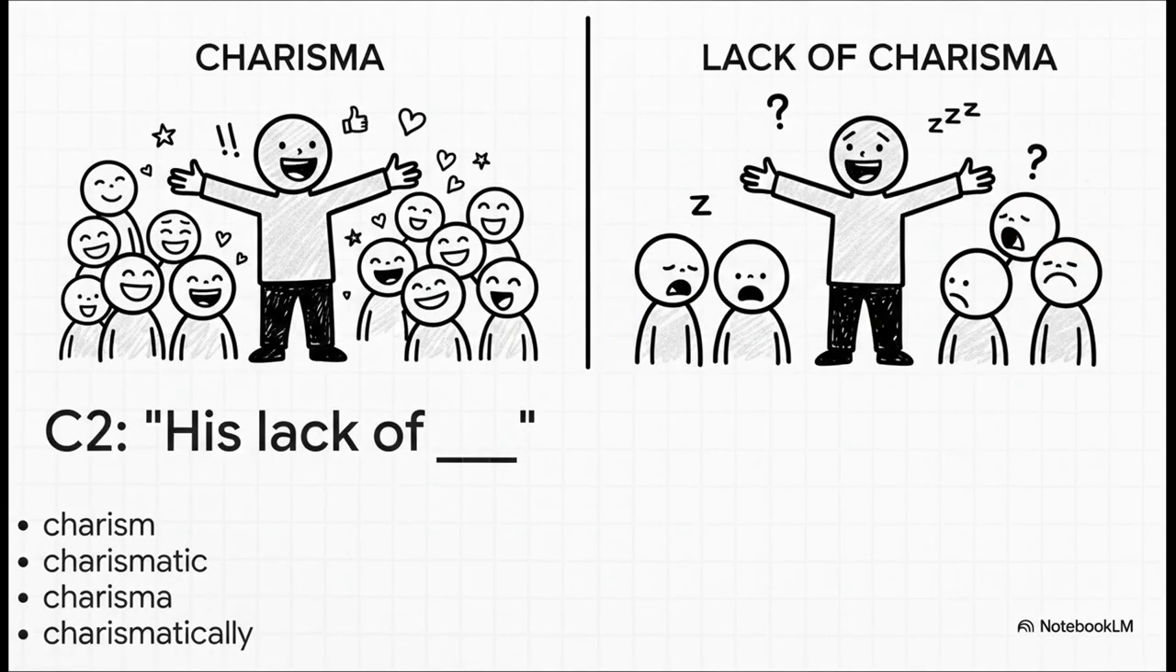And here we are, the absolute peak, C2. This level is all about vocabulary precision. Look at this sentence. His lack of blank contrasted sharply with his brother's composure. The perfect word here is charisma. You see, at the C2 level, it's not just about having a big vocabulary. It's about picking the exact right word for the exact right moment. It's a whole other level of mastery.